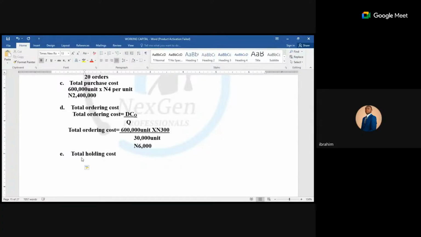What is the formula? Annual demand times carrying cost over 2. Annual demand times CC, holding cost per unit, divided by 2. Divided by 2.